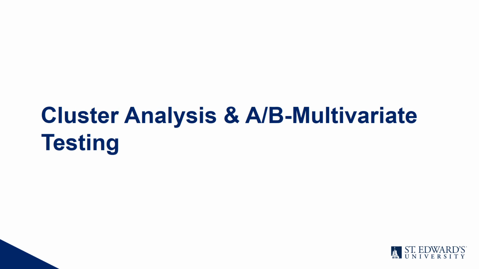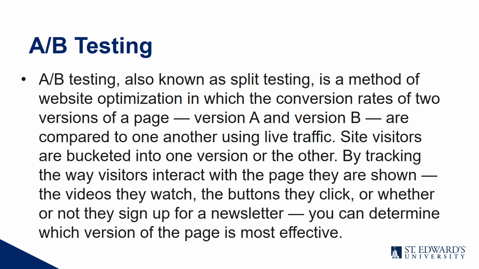Now let's talk about the topic around segmentation or cluster analysis and how to use that to build out effective A/B multivariate testing and analytics. A/B testing is also known as split testing. It's a method of website optimization in which conversion rates of 2 versions of a page, version A and version B, are compared to one another using live traffic.